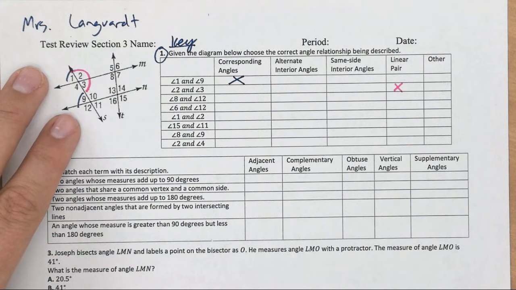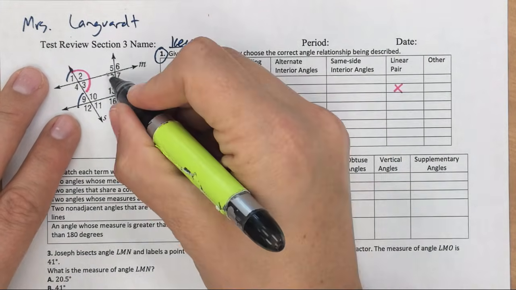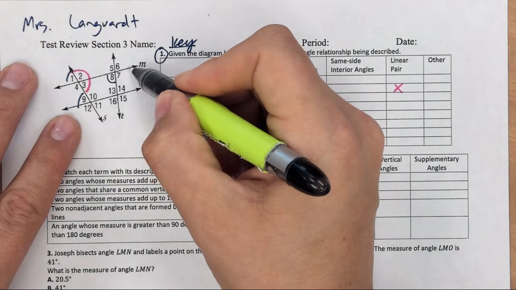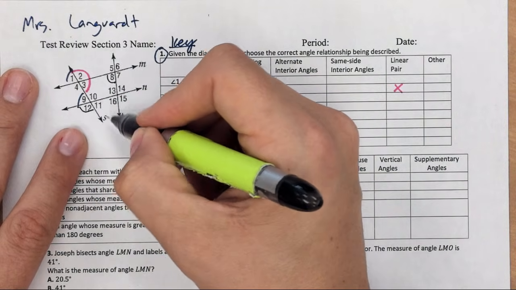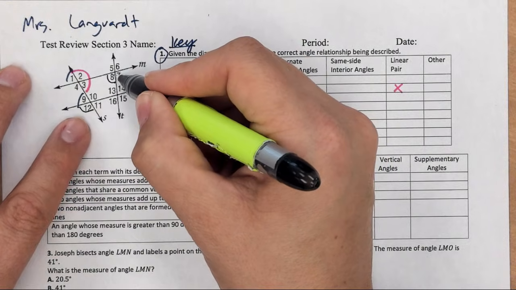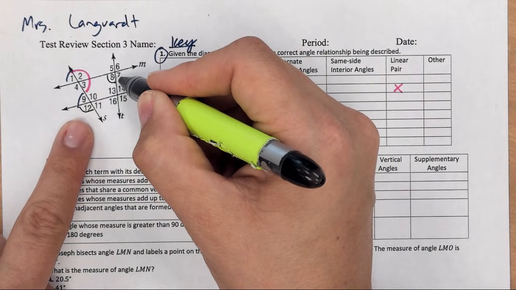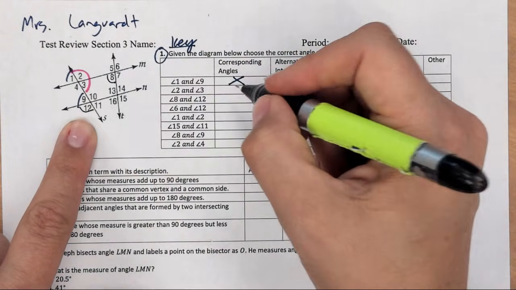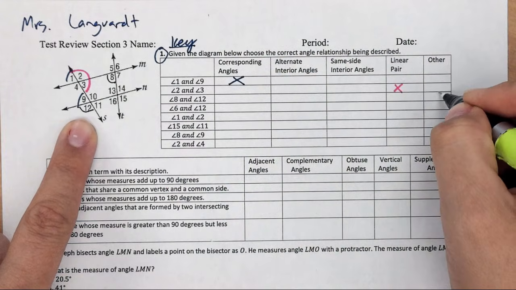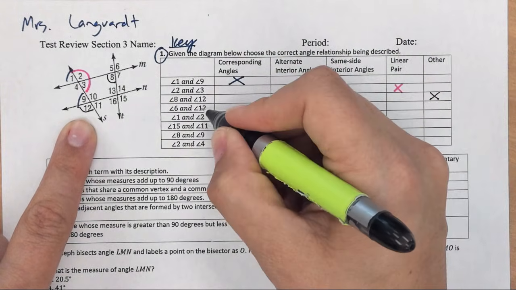If I look at 8 and 12. All right, let's see. 8's way over here. It's off line M and line T, and 12 is off line S and N, both of which do not even share a line. No transversal included on both of those. That would be other.